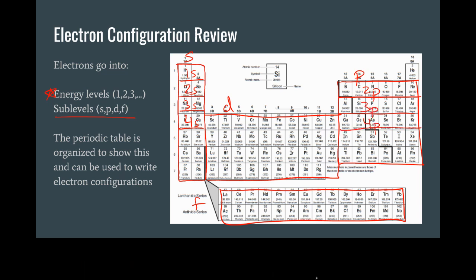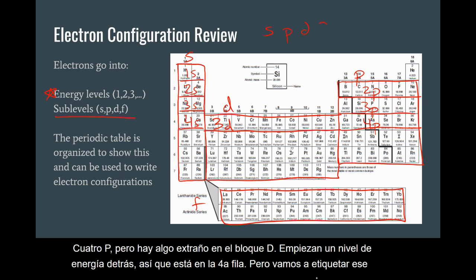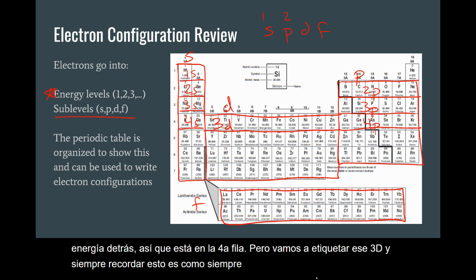But there is something strange about the D block. They start one energy level behind. So it's on the fourth row, but we're going to label that one 3d. I always remember this: they always fill in this order, 1, 2, 3, 4. So d starts with a 3. Keep that in mind.